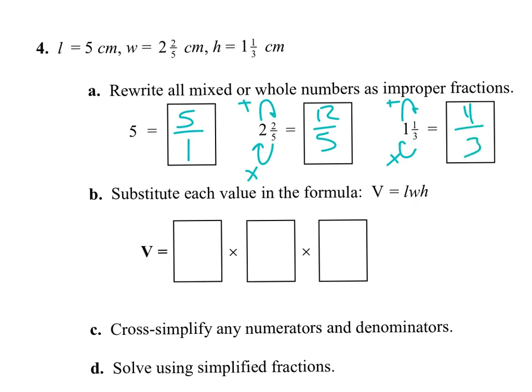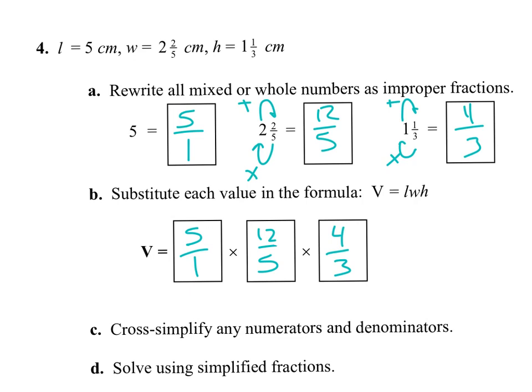And then for part B, it says substitute each value in the formula. Volume equals length times width times height. So we've got 5 over 1 times 12/5, times 4/3. For part C, it says cross simplify any numerators and denominators. So let's go ahead and do that if we can.